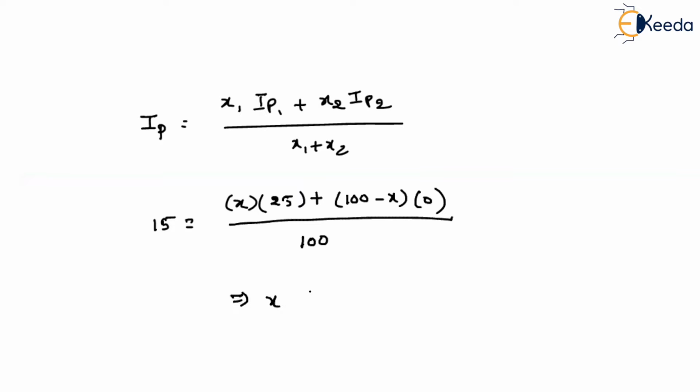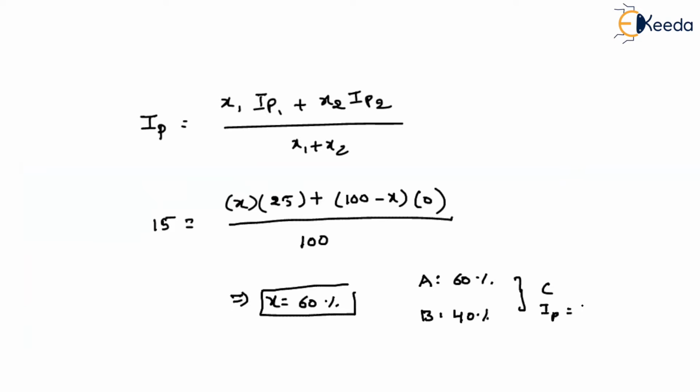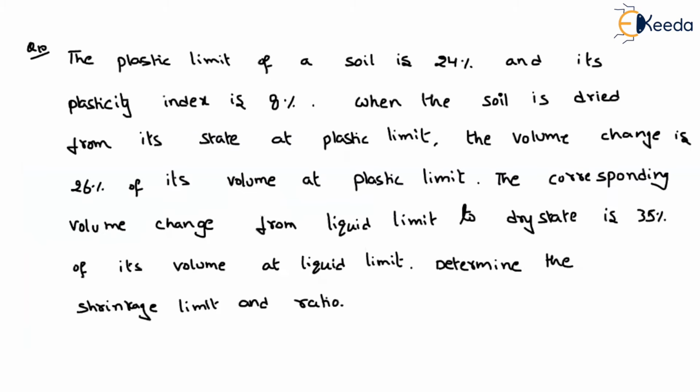That implies what is your X value? If you solve this, you will get around 60%. X means soil A. So if you mix 60% of soil A and 40% of soil B, which is 100 minus X, then the resultant soil C will have a plasticity index value of 15. Okay, then move on to the next question.